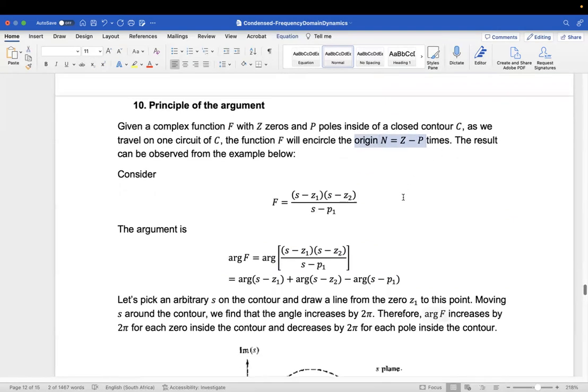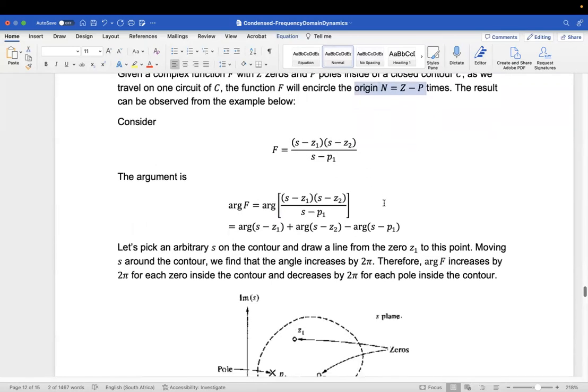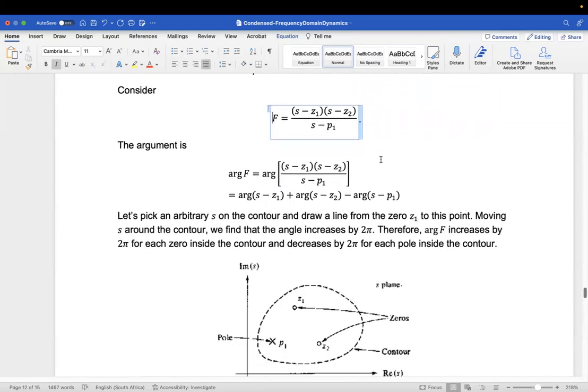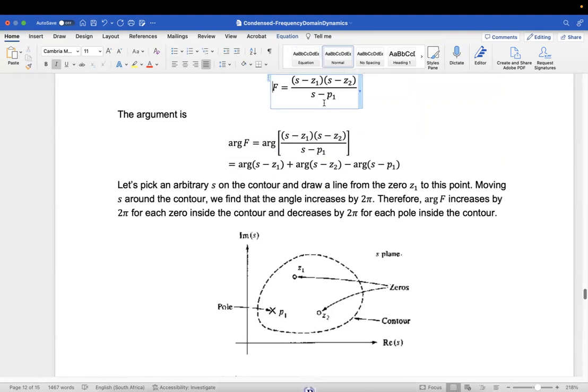So we can illustrate this. We aren't going to do a rigorous proof, but we'll just illustrate why this is in fact obvious. And we'll do that just by example here. So we've introduced already this example for f. We haven't specified actual numbers for z1, z2, and p1, but we're saying there is some contour like this, and those values are in there. So now let's consider walking around this contour. So let's say we start with an S value here, and let's consider S minus Z1, right?